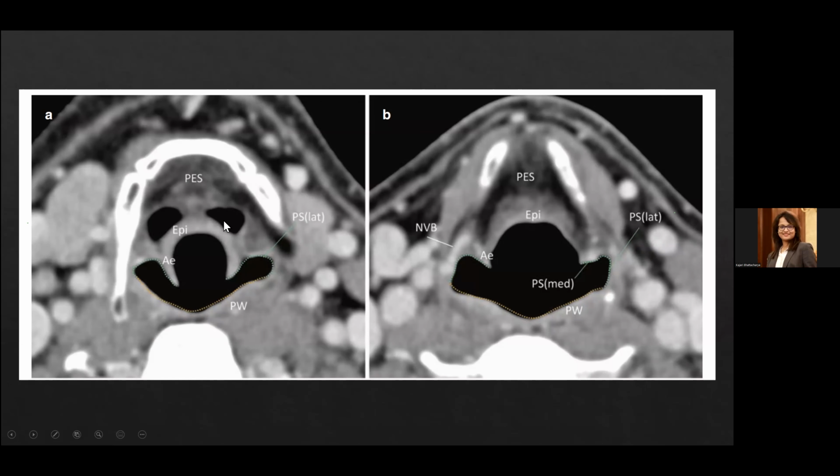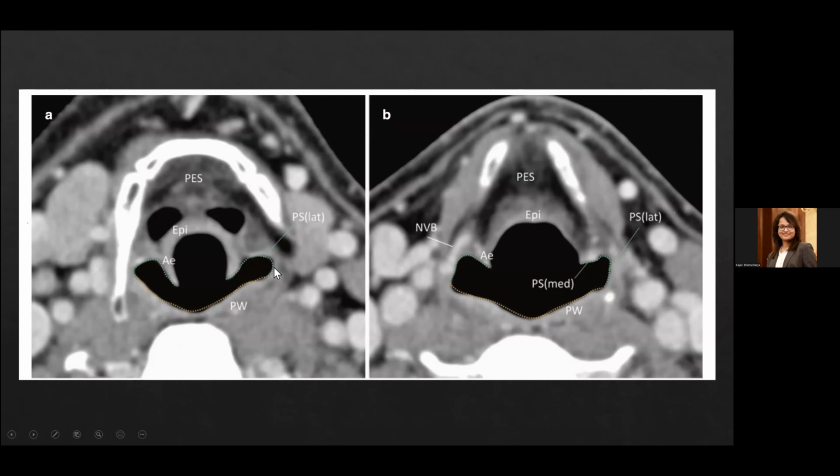Now, something which starts from the epiglottis and goes down to the arytenoid is the aryepiglottic fold. So these are basically the aryepiglottic folds. And this part is your piriform sinus. So this is the piriform sinus. So the aryepiglottic folds form the medial wall of the piriform sinus. And beyond this lies the posterior pharyngeal wall.